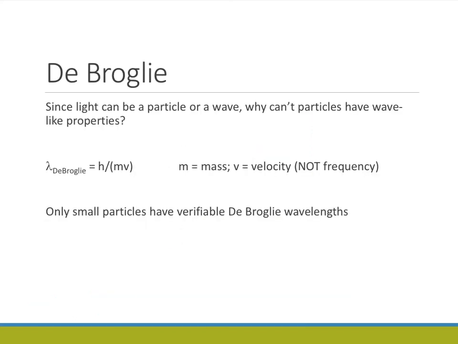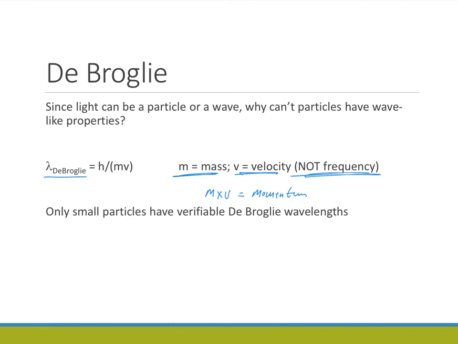Anyway, what this leads to is the concept put forth by de Broglie. And what he said was, if light can behave like a wave and a particle, why can't particles have wave-like properties? Okay? And this leads us to the concept of the de Broglie wavelength, which is equal to h over mv. Now, this is mass and velocity, not frequency. Mass times velocity is equal to what we call momentum. So this is h over momentum.